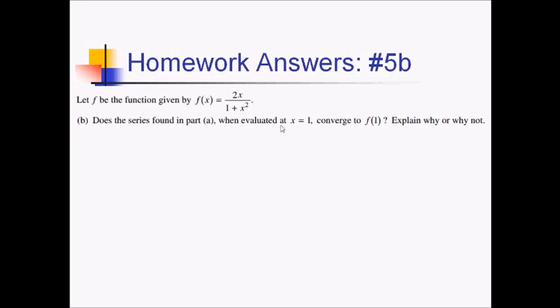If you didn't know anything about that because we haven't covered it yet, then another way to do this is just to simply plug in 1 to the function here, and then plug in 1 to your series and see what happens. So plugging in 1 to the original function, that's 2 times 1 over 1 plus 1 squared. That's 2 over 2, which comes out to 1.